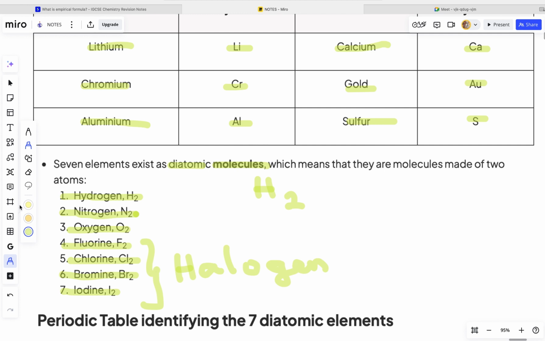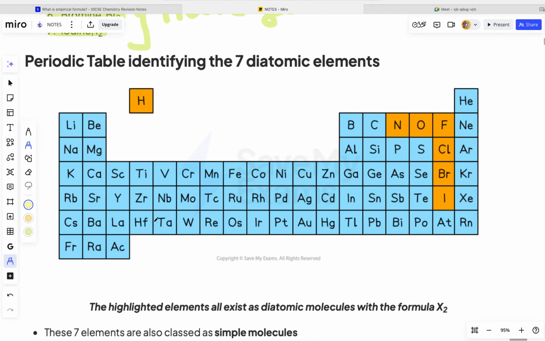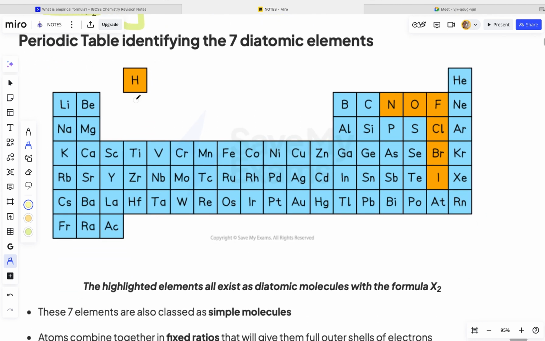And then after that, we have the basic ones, which are hydrogen, nitrogen, and oxygen. These are not in group 7. So these are the 7 diatomic elements that we need to get familiarized with. Take a look at the periodic table.